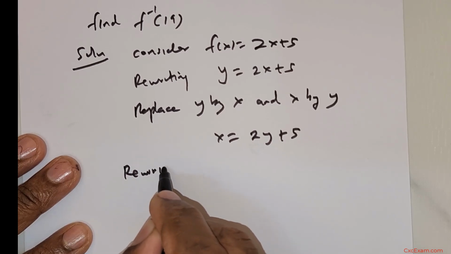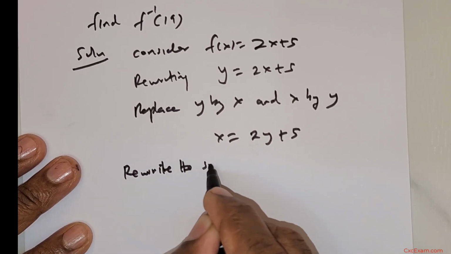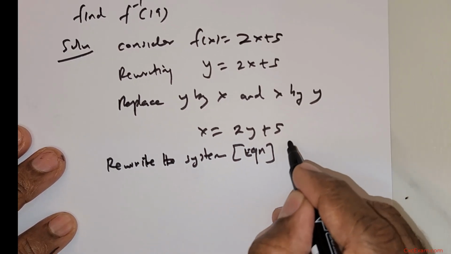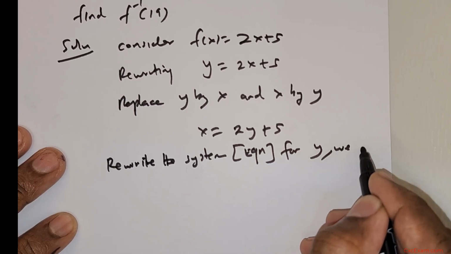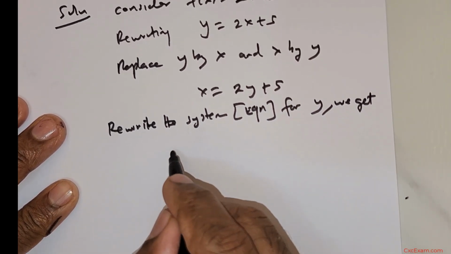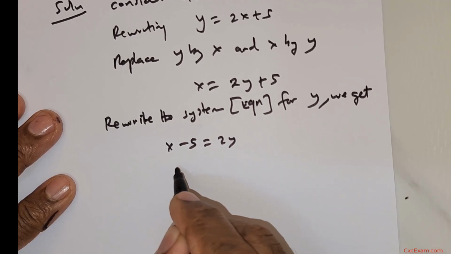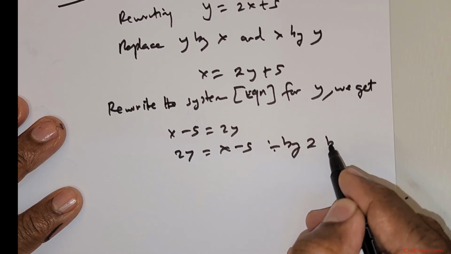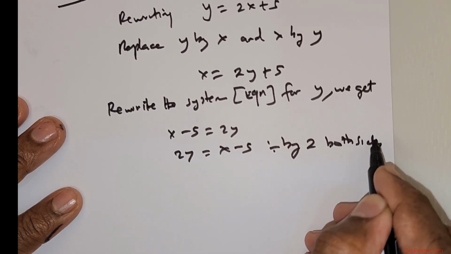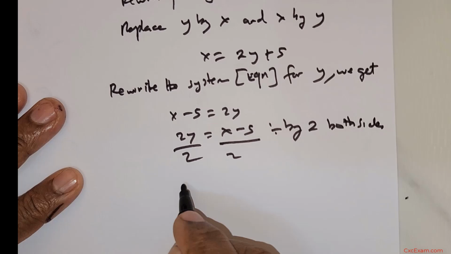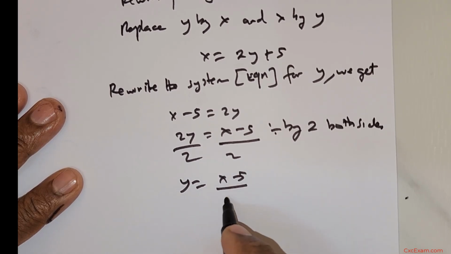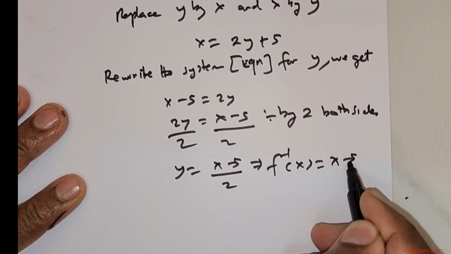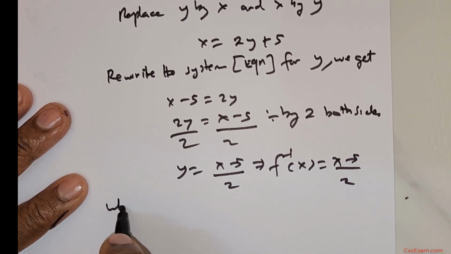Then you rewrite the system. When I say system, it means equation. Rewrite the equation for y. So what do you get? x minus 5 is equal to 2y. So 2y is equal to x minus 5. You divide by 2 both sides. So y is equal to (x minus 5) divided by 2. So this means f inverse of x is equal to (x minus 5) divided by 2.